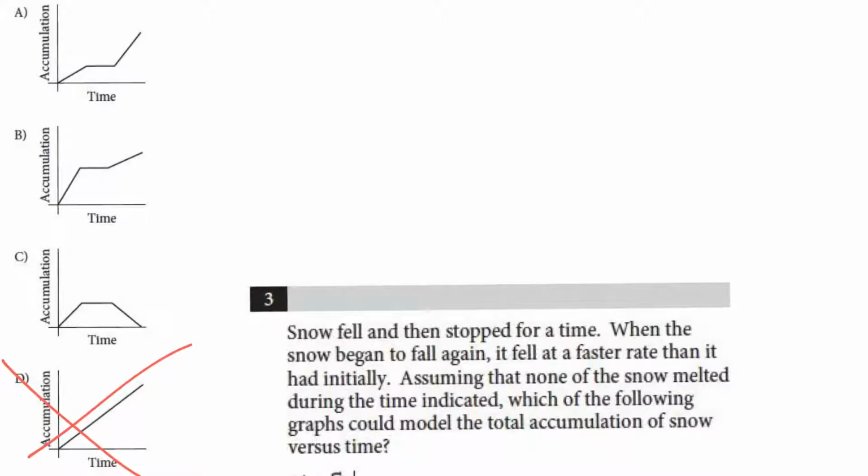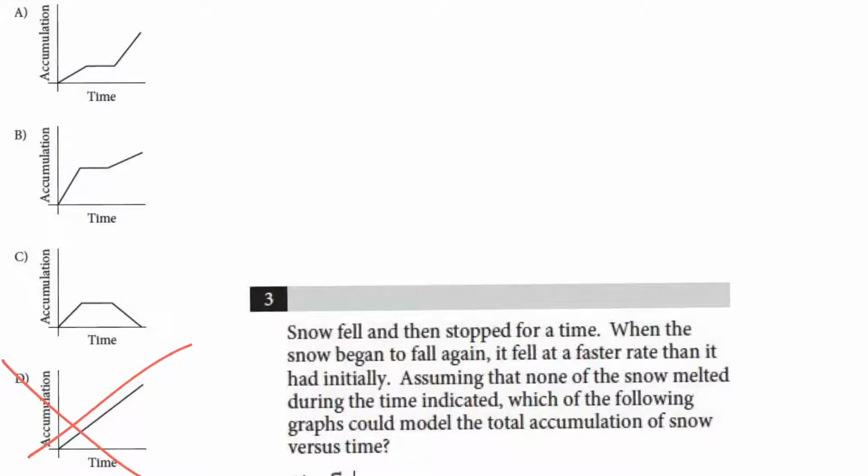D continues to get deeper and deeper and deeper. Never stops snowing. That can't be it. Then it says, when the snow began to fall again, it fell at a faster rate than it had initially. Okay, so then it should accumulate faster. The rate of change should be greater during the third interval, the interval after the rest period.